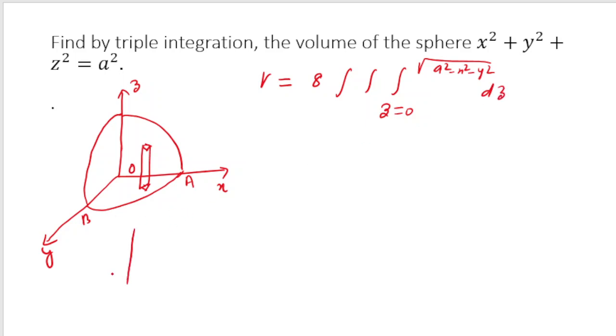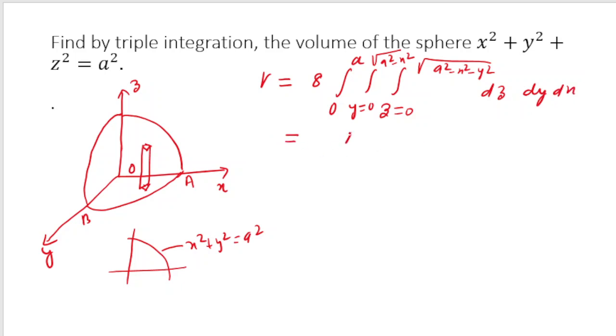And then you take its cross section in the xy plane. This is the part of the circle, that is x square plus y square is equal to a square. So the limit of y will vary from 0 to under root a square minus x square. And then the limit of x will vary from 0 to a. I hope now you are mature enough to decide the limits, because deciding the limits is a very important thing. So 0 to a, and then I will write dz, dy, and dx. If you evaluate it, you will get 4 by 3 pi a cube.